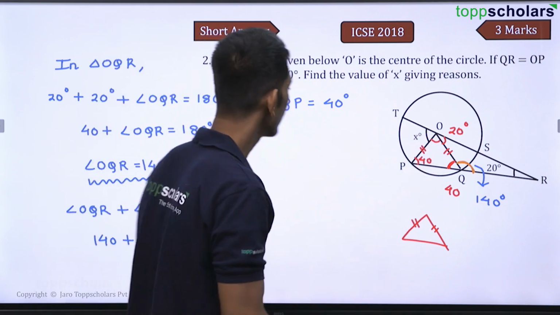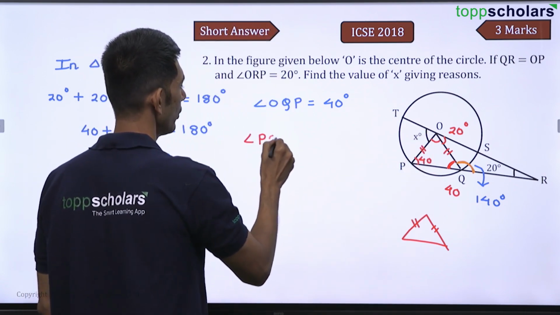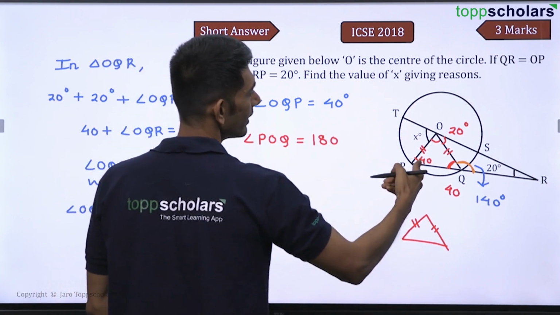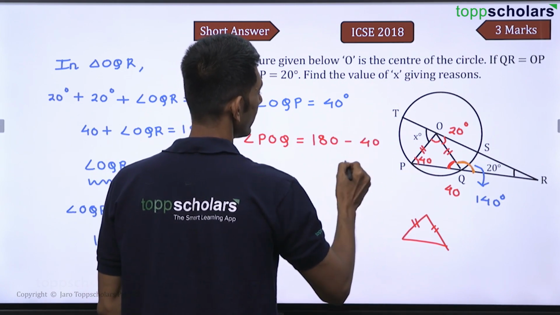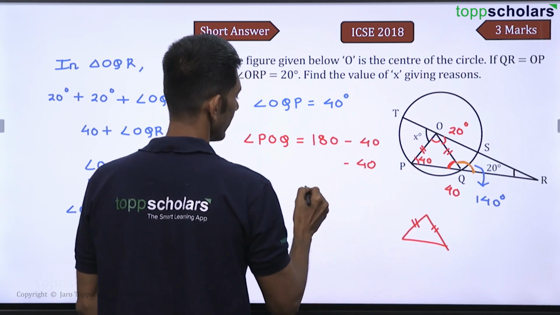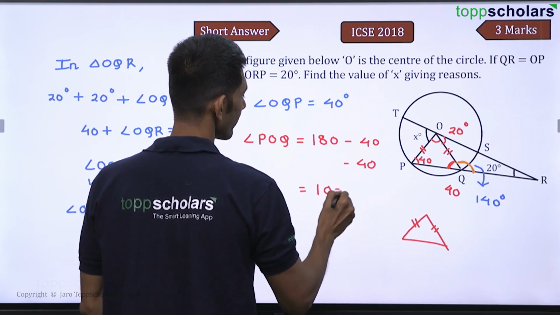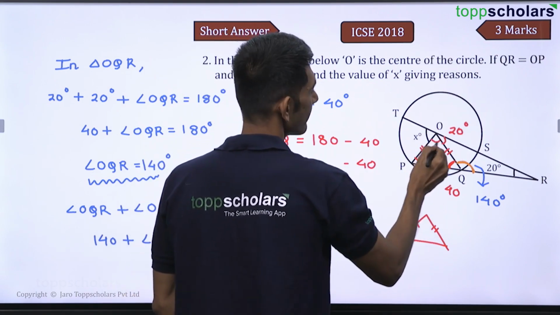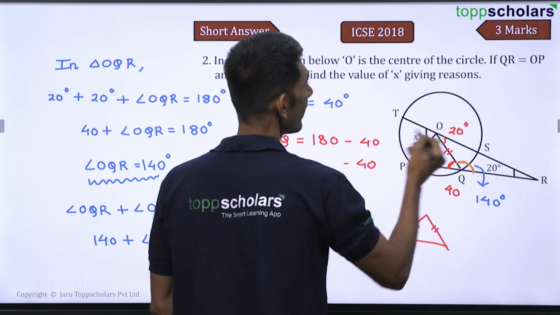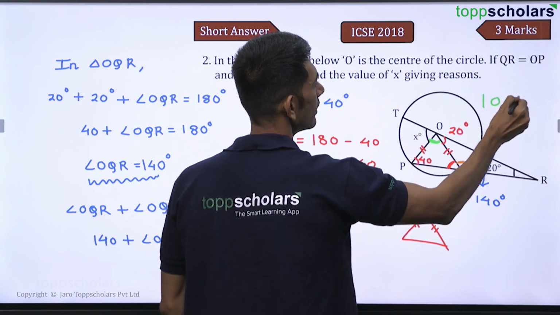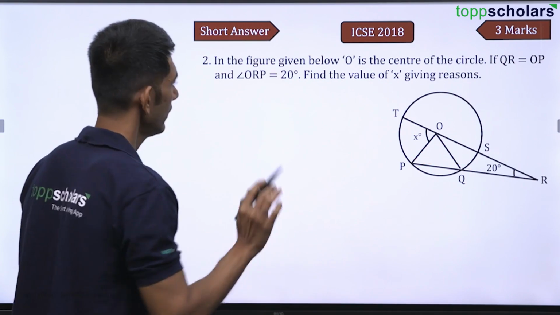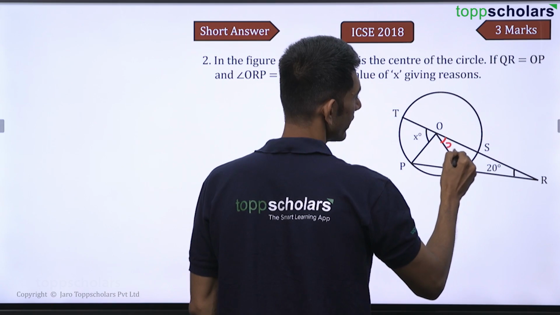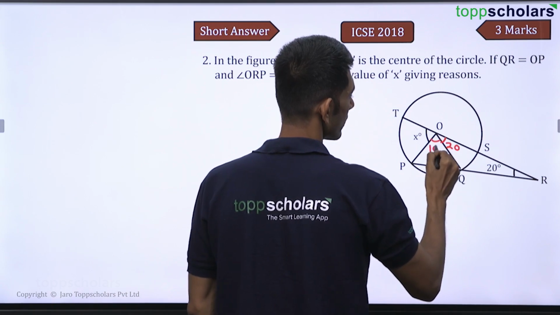So can I say angle POQ will be equal to 180, and then you will subtract both the angles 40, 40. I hope you are getting this. So that will give me 100 degrees. Which angle? Angle POQ. Just highlight separately. So this green part is 100 degrees, right? 100 degrees. Now understand, this angle is how much? We already calculated this is 20. This is how much? This is 100.